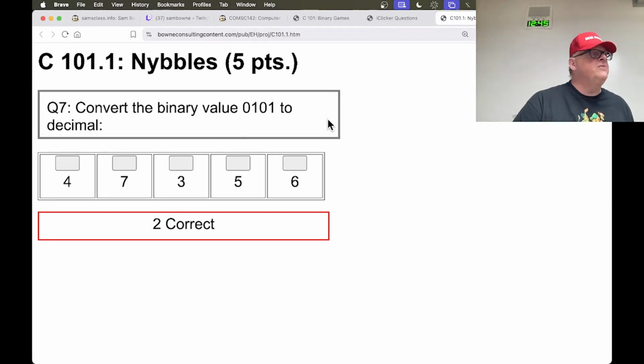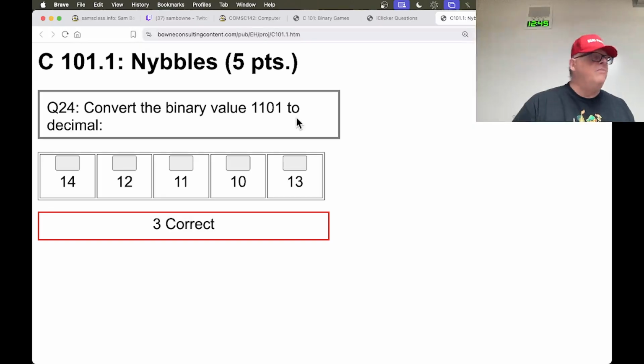All right, how about this one? You start from the right. This is the number of 1s, 2s, 4s, and 8s. Go ahead. Yep, he's got it. 5. You have 1 and you have 4. That's 5. You just count the ones where there's a 1. The zeros don't count. So that's 5.